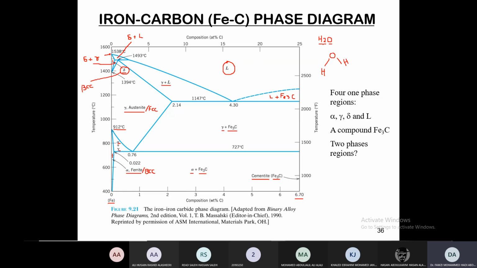What is the crystal structure of this phase? I'm waiting for answers. This is a liquid, it does not have a crystal structure, does it? I can fool you into this, so don't get fooled by that. Don't get tricked. This is a liquid. So when it goes up there, this does not have a crystal structure. Crystal structures are for solids only.